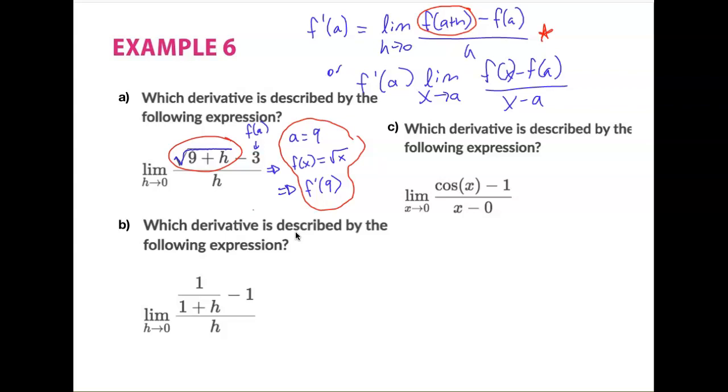All right, so B, same idea. First, identify what A is. What are they adding to h? What's A in this case? A is 1, right? What's the function? What function are they replacing with 1 plus h to give them this expression? Yeah, 1 over x.